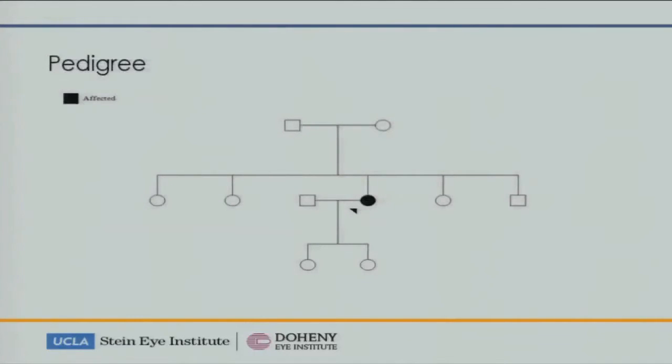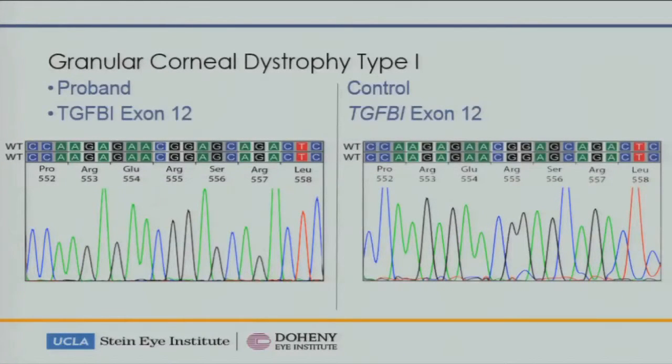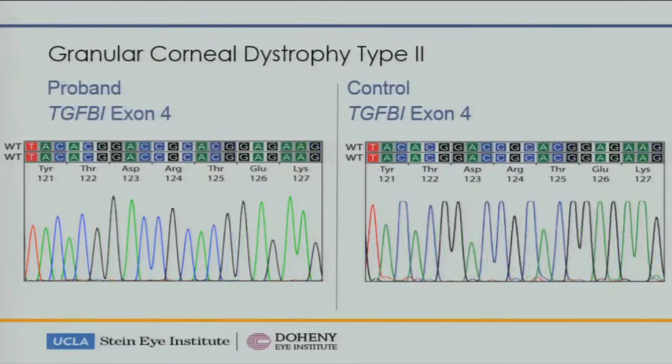Here's the family pedigree. She has 4 siblings. Nobody's affected. Again, odd. It's a TGF-beta dystrophy, but no family history. Genetic testing, in this case, excluded type 1 granular dystrophy. She had no mutation here. And type 2 was also excluded in this patient.